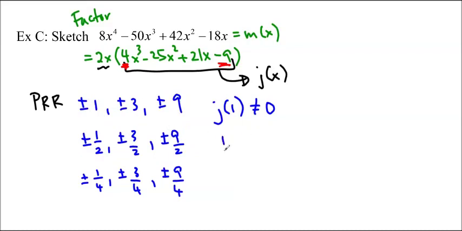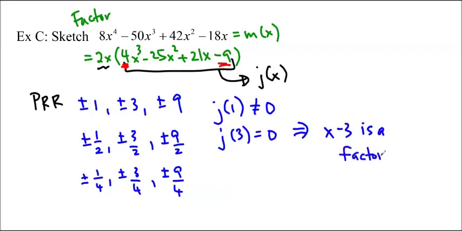I actually know the answer, so I'm just going to write it in here. J of 3 is equal to 0, and you can type it into your calculator and figure it out again, which means that x minus 3 is a factor, so we're going to divide using x minus 3.